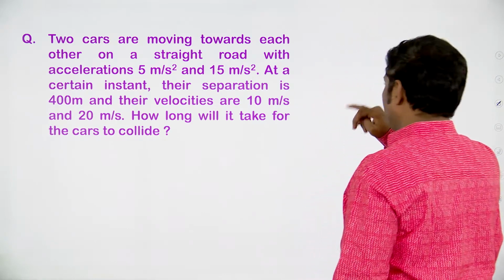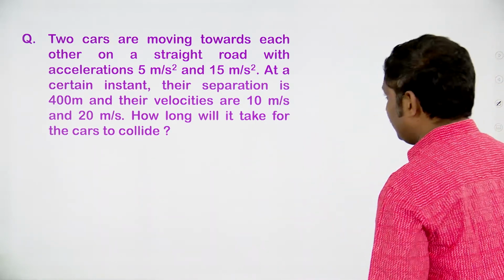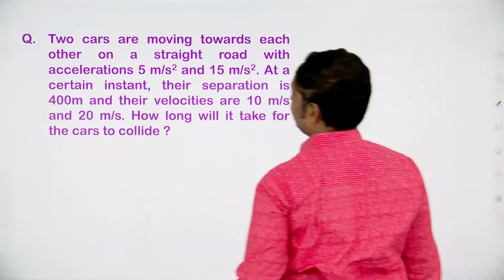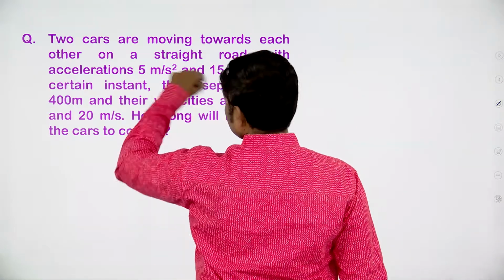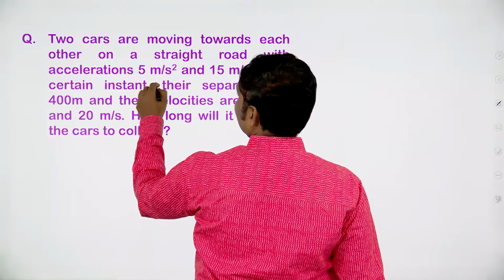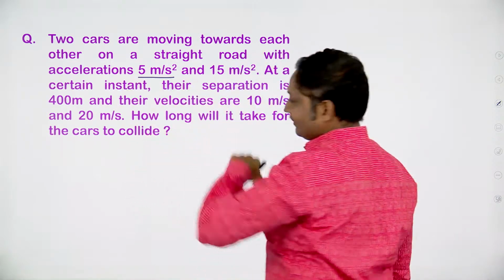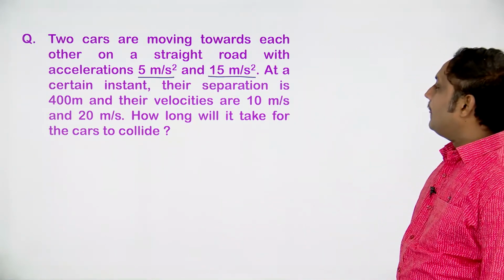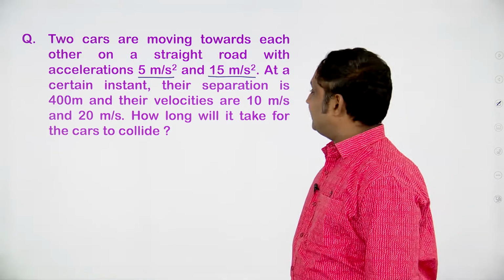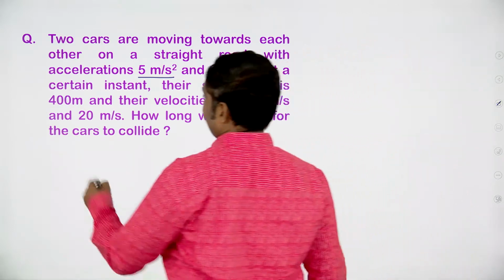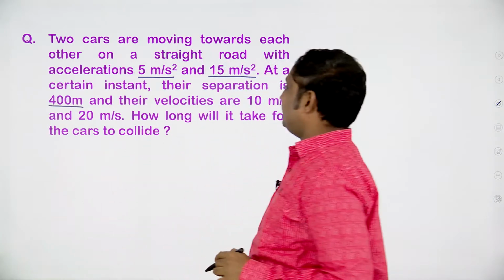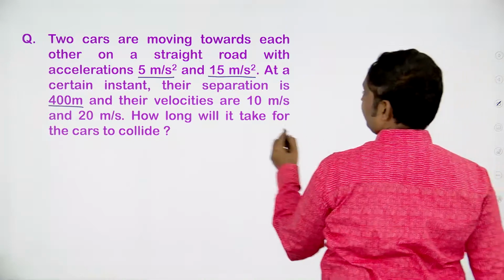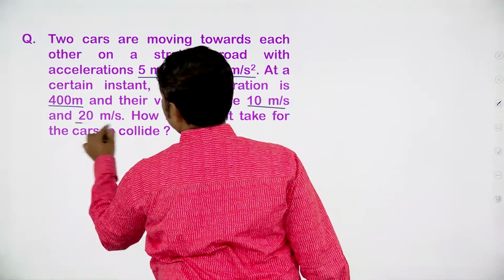Two cars are moving towards each other on a straight road with accelerations of 5 meter per second square and 15 meter per second square. It is very clear. At a certain instant, their separation is 400 meters, and their velocities are given. Their velocities are 10 meter per second and 20 meter per second.